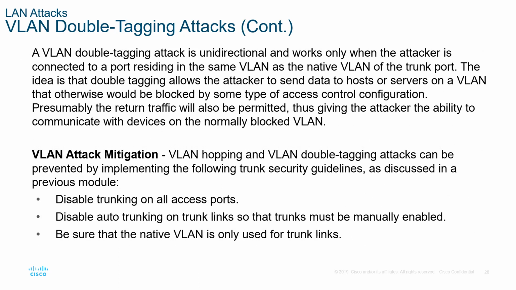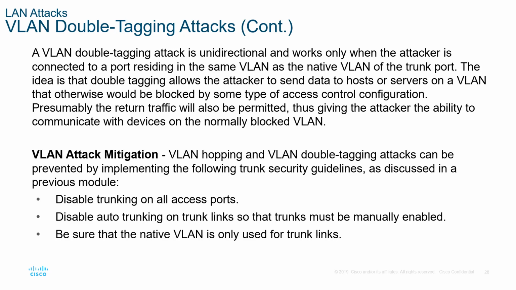These attacks are typically unidirectional and only work when an attacker is connected to a port residing in the same VLAN as the native VLAN. So there are some issues there. And again, not saying that these are common attacks, just saying that this is an attack that is definitely feasible, especially if misconfiguration is present. So presumably the return traffic will also be permitted, thus giving the attacker the ability to communicate with the device on a normally blocked VLAN. Because again, unless there is a layer 3 device allowing for communication between the VLANs, this shouldn't be allowed.